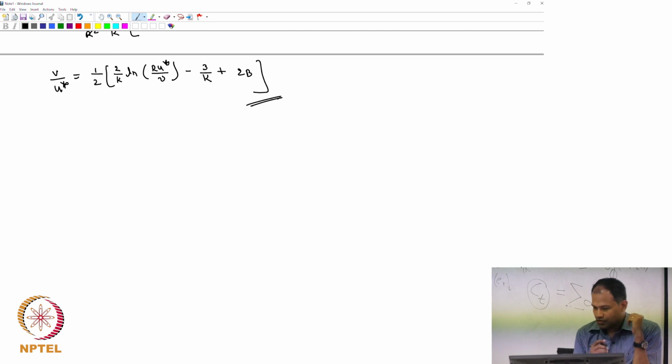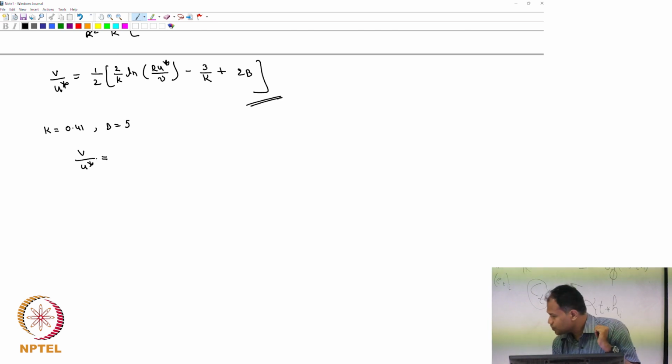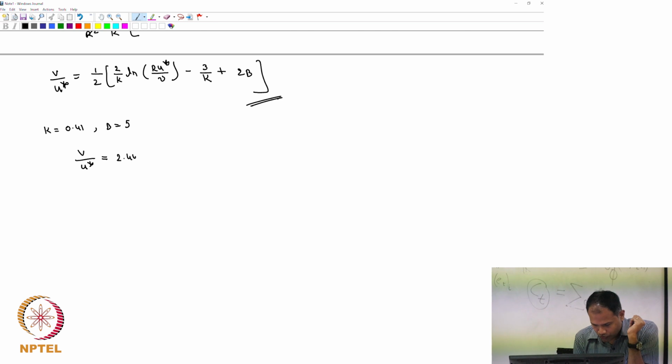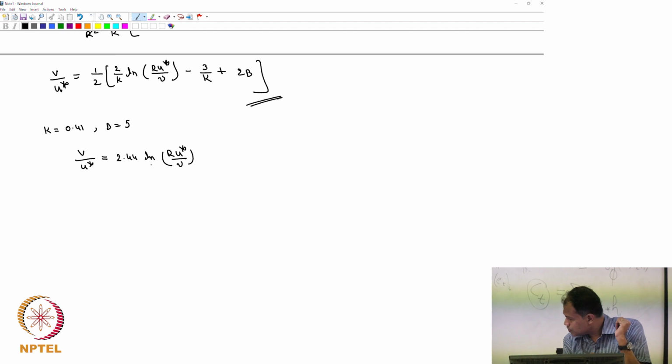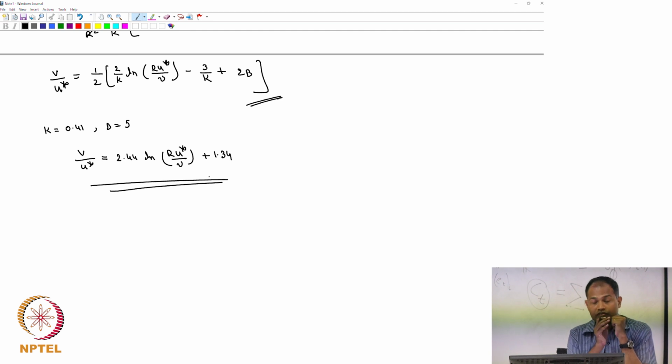The typical value of k is 0.41 and b is 5. And if you substitute, you get v by u star is equal to 2.44 ln ru star by nu plus 1.34. Okay, so that's the average velocity that you get for a turbulent flow in a pipe if you assume that it's given by the overlap layer completely.